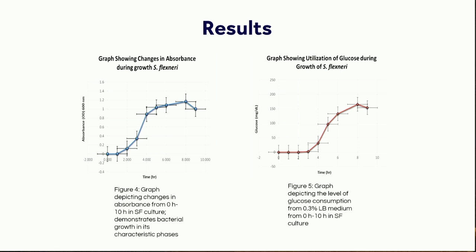Now, if you look at figure 5, the graph on the right, that shows the utilization of glucose by Shigella. And as you look after 3 hours, that glucose utilization almost perfectly follows the growth curve. And so that shows that as Shigella is growing exponentially, you also have an exponential use of glucose, showing that it's using the glucose in the media to proliferate, which is a good sign that we did something right.